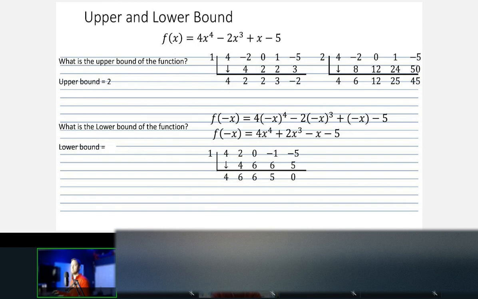Remember, for the lower bound the answer is always going to be negative, even though when doing synthetic division we always use positive numbers. We start at 1, just like up here. If that didn't work, say we got a negative, we would go to 2, just like we did up here. So the upper bound is 2, the lower bound is -1. Descartes' rule of sign.